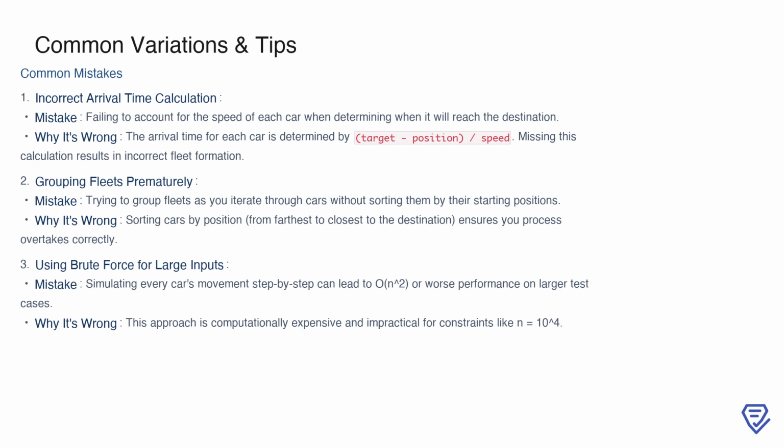Another mistake is grouping fleets prematurely. Without sorting the cars by their starting positions, it's easy to group them incorrectly because you won't process overtakes in the right order. Sorting by position, from farthest to closest to the destination, ensures your logic aligns with how cars actually interact on the road.